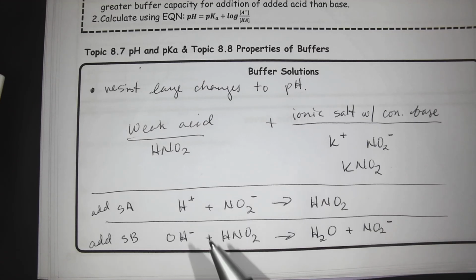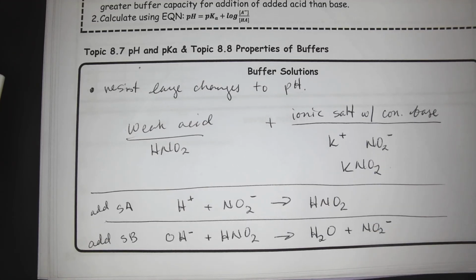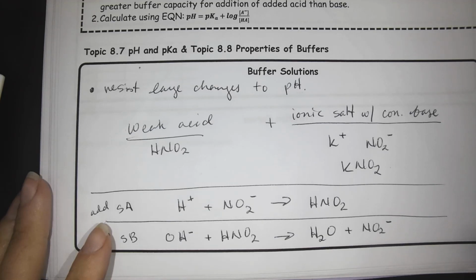And as long as the weak acid is present and the conjugate base is present, then it will resist or buffer against pH changes. Once one of those is gone, then the pH can start drastically changing.